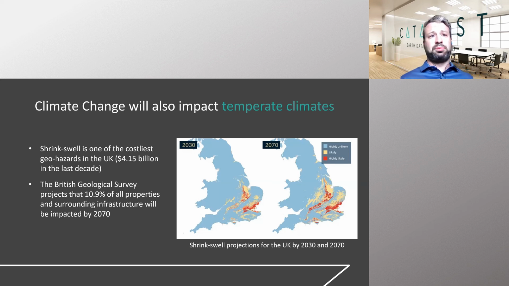Just to give you an idea of the impact, shrink swell, and subsidence in general, is one of the costliest geohazards around the world. In the UK, in the last decade, it has spent over $4.15 billion on repairs of infrastructure and properties as a result of this. In a worst case scenario, they're projecting that by 2070, up to 10.9% of all properties and surrounding infrastructure such as roadways and rail networks might be impacted and at high risk of subsidence.